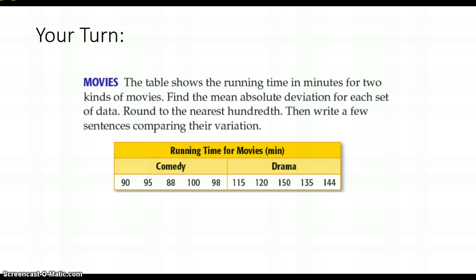Now it's your turn. This table shows the running time in minutes for 2 kinds of movies. Find the mean absolute deviation for each data set. Then round to the nearest hundredth. Then write a few sentences, 1 or 2 max, comparing the variations. Pause the video now and complete this problem. When you're done, hit play.